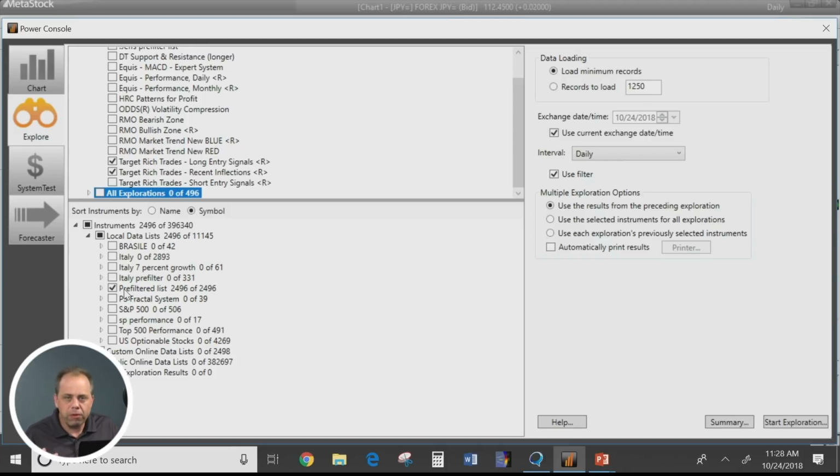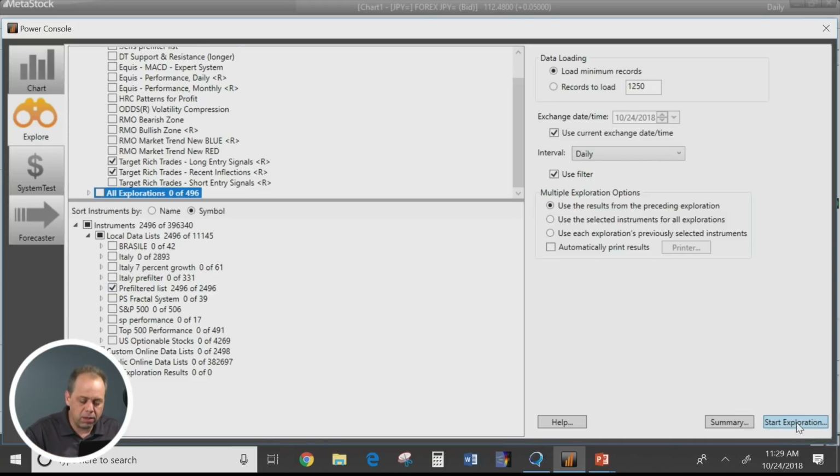Now, my pre-filtered list is simply a list that I've made. I update it every quarter or so. It's all the optionable stocks that are at least $5 and have an average volume of at least 200,000. So I'm going to scan basically all of the optionable stocks that I would consider worth trading. Okay, so right here, let's go ahead and do this pre-filtered list.